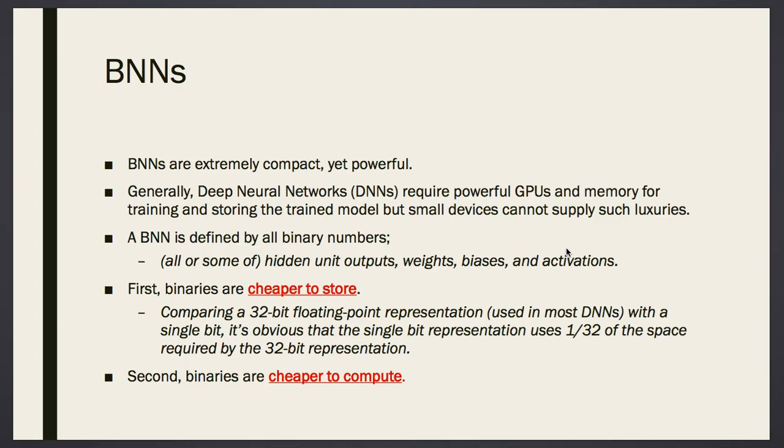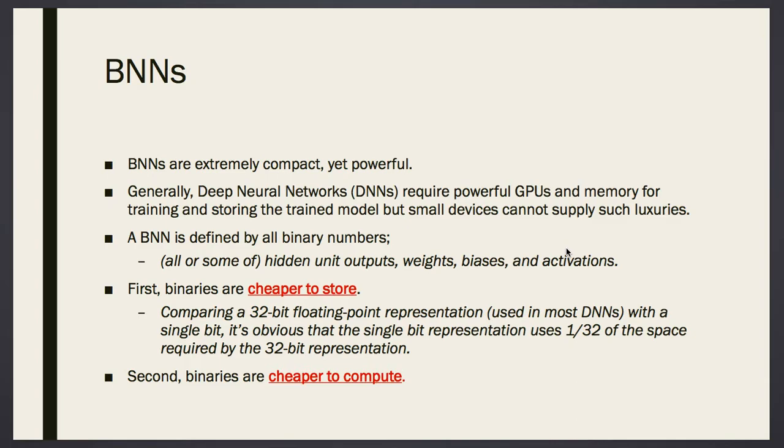But with BNNs, with very small networks, even using the mobile ARM processors, very small mobile ARM processors, you can run networks, which will change the world actually. In that case, we'll have deep neural networks in $1 chips in our shoes, which will change the way of the world. So a BNN, a binary neural network, is defined by all binary numbers, guys.